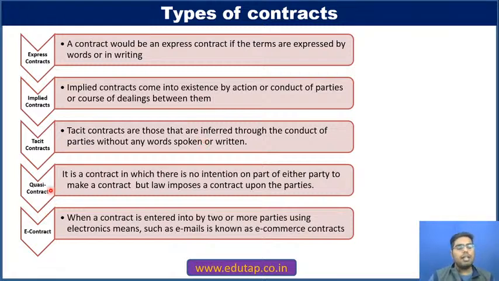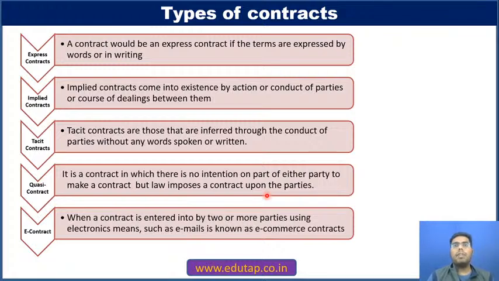Clear? Next is a quasi contract. It is a contract in which there is no intention on the part of either party to make a contract, but law imposes a contract upon the parties. Quasi contract means that there is no specific intention of both the parties. This is basically a moral type of contract. There is nothing such as a written contract, and there was no oral contract here. There is also sometimes no consideration in a quasi contract. So a quasi contract lacks a lot of features of a proper valid contract.